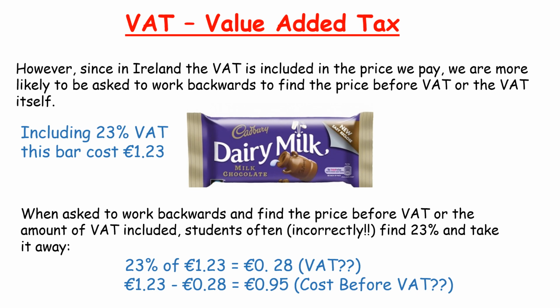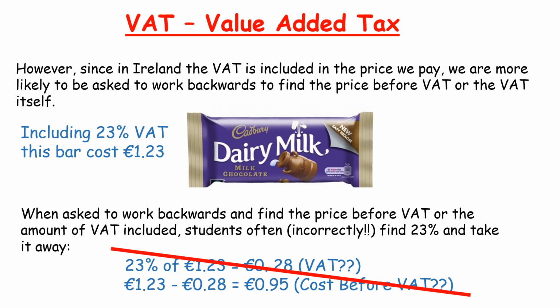And especially think of all the topics you have to do for your junior cycle exam. This might make sense today or while you're doing it or when you're revising it, but you need to be able to remember come your exams in June. So I suppose the best way to do that, the best way to remember it, in my opinion, is to understand it. So why does finding the percentage and taking it away not work?